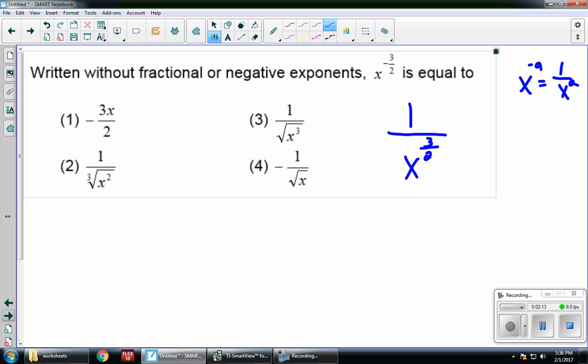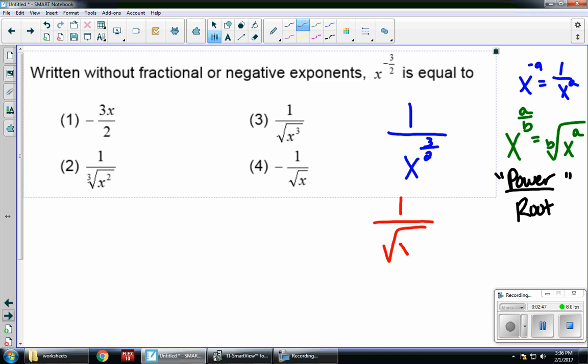Then I'm going to use my rational or my fractional exponent rule, which tells me that it's power over root. So x to the a over b is equal to power over root. So my root is b, power is a. So the b root of x to the a power. And you're going to be thinking here, power over root. So my power is going to be 3 and my root is going to be 2. So the square root of x cubed. So the answer is choice 3.